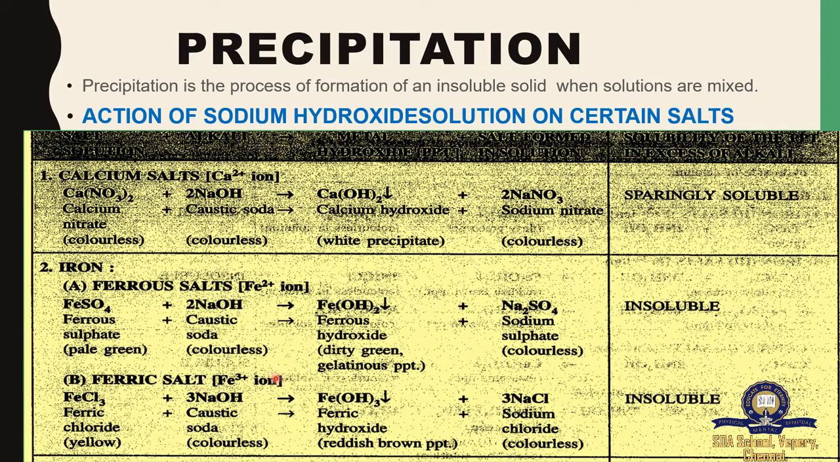Next, the ferric salt, that is the iron 3 salt. Ferric chloride reacts with caustic soda. Here, ferric hydroxide is precipitated. It gives a reddish brown precipitate, and then sodium chloride salt is formed. It is also insoluble.